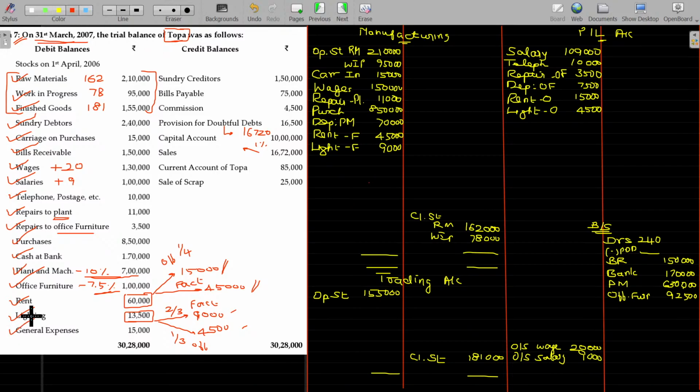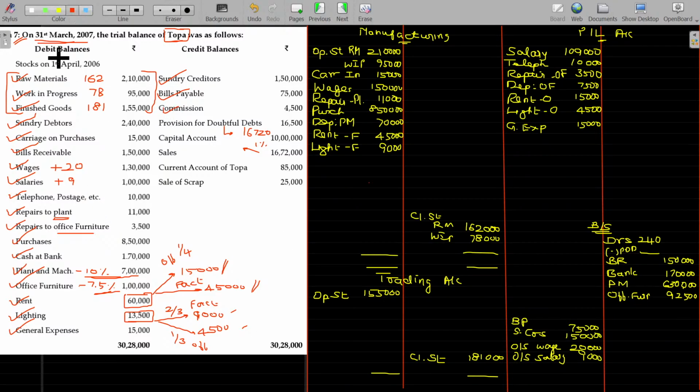General expenses. Come on, tell me where will it come? Usually, general expenses will come in the P&L account, right? General expenses in P&L account, the value being 15,000. And in credit balances, sundry creditors, balance sheet, liability side, the value being 1,50,000. Bills payable also being in the liability side, the value being 75,000.